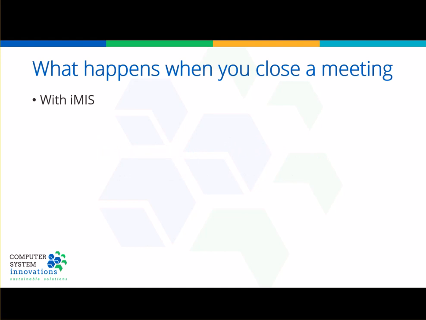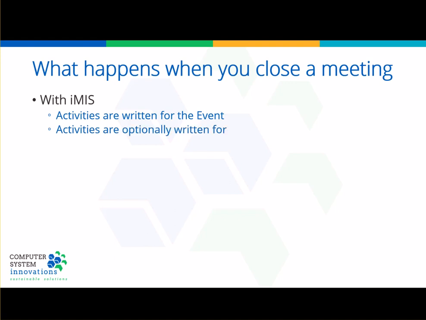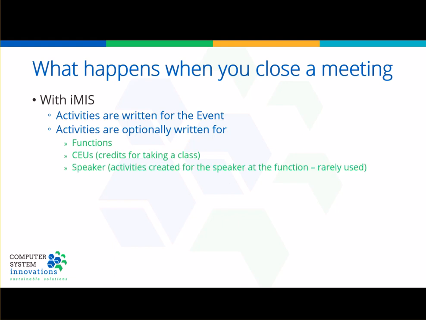Let's talk about what happens when you close a meeting using iMIS. Well, you get activities written for the event. Those activities are called meeting. Activities are optionally written for things like functions, CEUs. Those are pretty important. They tie into certification. They're basically credit for attending a given function. Think of a class that you're going to get credit for. And speaker activities. These are rarely used.